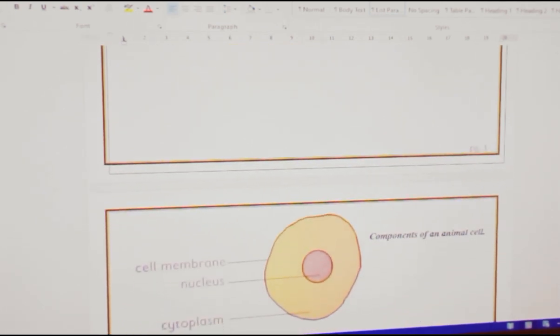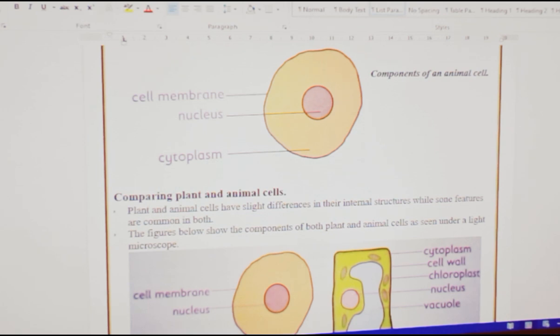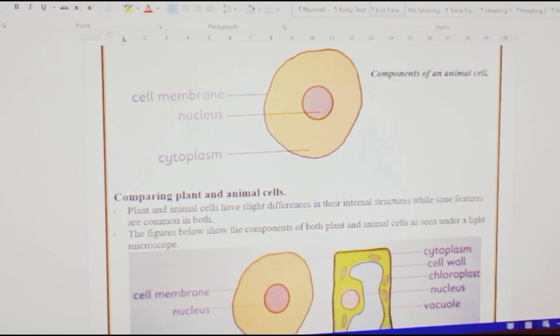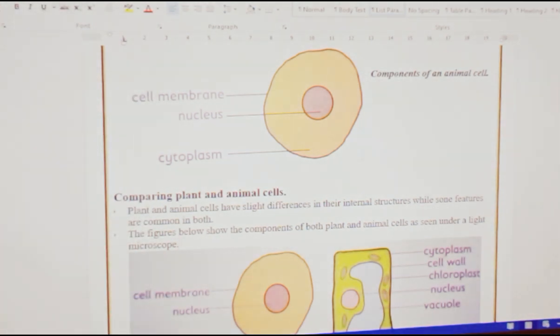So yes, this is now the animal cell. Animal cells have very few parts. This one is very easy to draw and easy to remember. It has the cytoplasm, which is also found in the plant cell. We have the cell membrane and the nucleus. Remember that animal cells have no cell wall, no vacuoles, and no chloroplast.